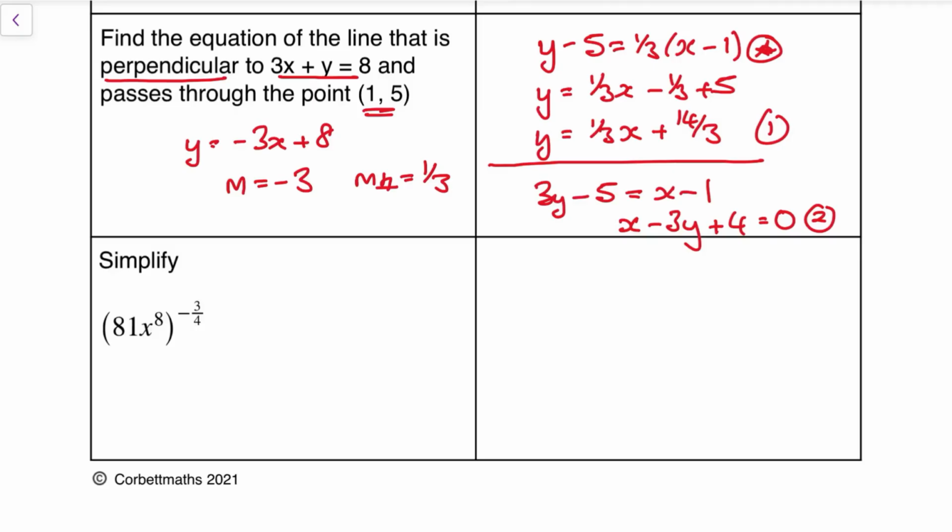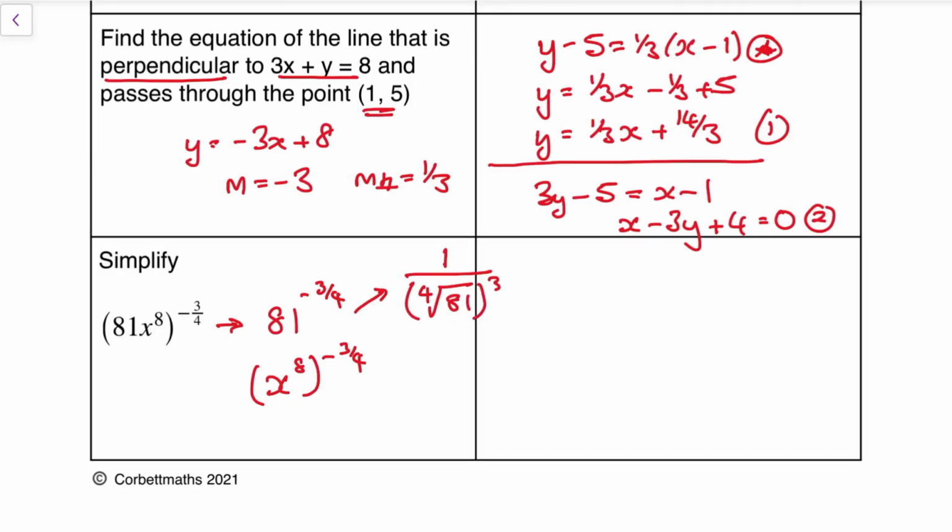Next and final question of today. Well, by complete coincidence, I was teaching this today in school. Now, when you do one of these, you need to remember that you're doing 81 to the minus 3 quarters, and you're also doing x to the 8 to the minus 3/4. Now you don't have to do them separately, but it allows me to talk about the different things that are happening here. So this one means, well, the minus means 1 over, so I'm going to do 1 over. A quarter means the 4th root of 81, and then the 3 means I cube it.